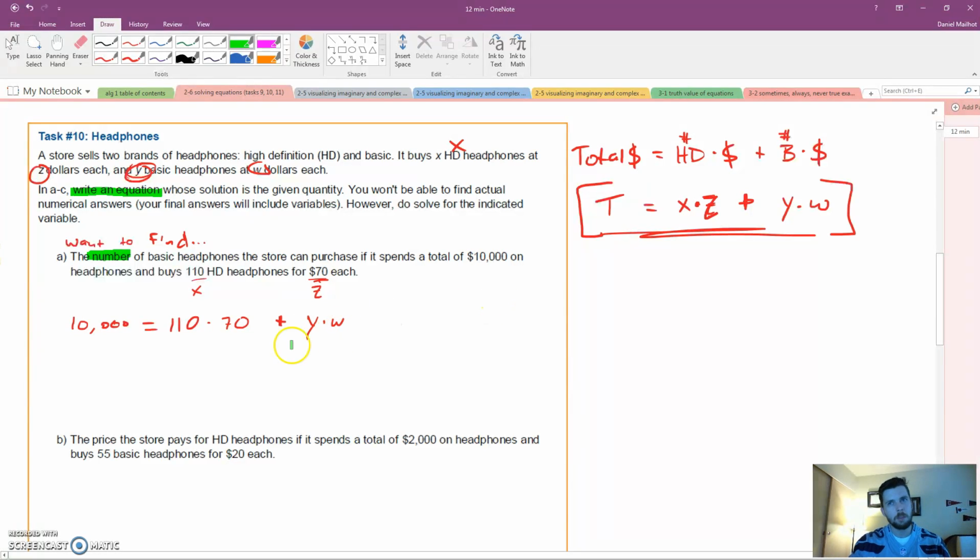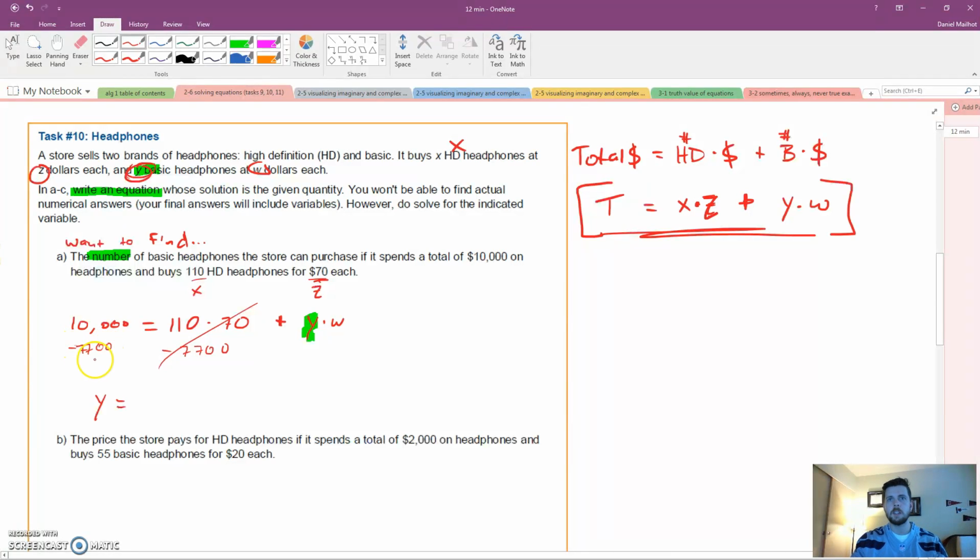Now, is W the number or is Y the number? Y, right? It was Y basic headphones. So our eventual equation, we want to have it say Y equals something. We got to do a little scratch work. If you multiply this, you'll get 7,700. So if we subtract 7,700 from this, these will cancel out. We got to do it to both sides.